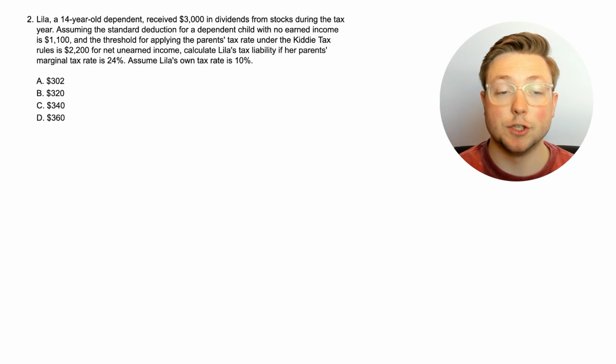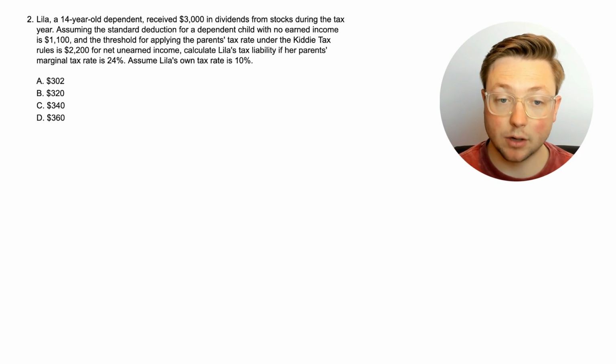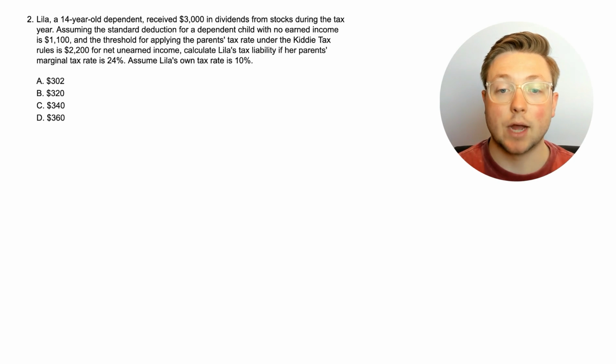Okay, here's question 2. Lila, a 14-year-old dependent, received $3,000 in dividends from stocks during the tax year. Assuming the standard deduction for a dependent child with no earned income is $1,100, and the threshold for applying the parent's tax rate under the Kiddie tax rules is $2,200 for net unearned income, calculate Lila's tax liability if her parent's marginal tax rate is 24%. Assume Lila's own tax rate is 10%.